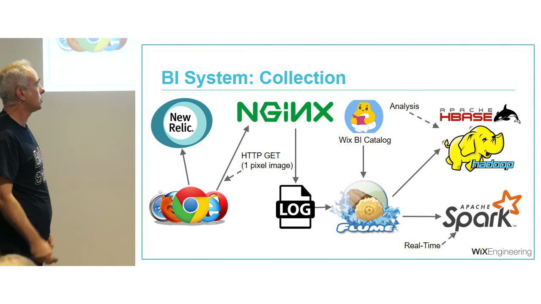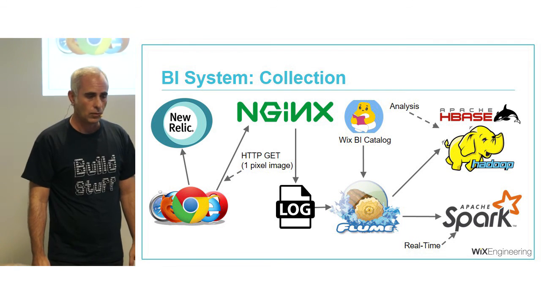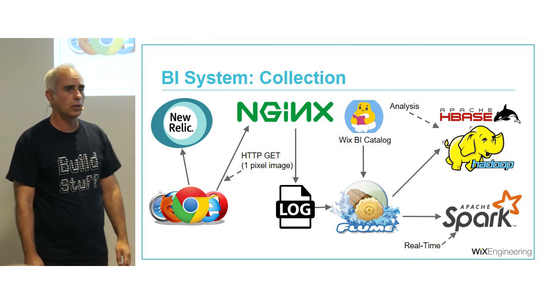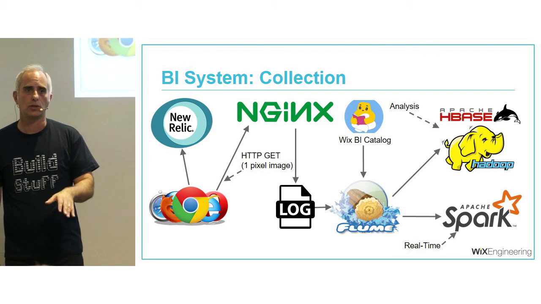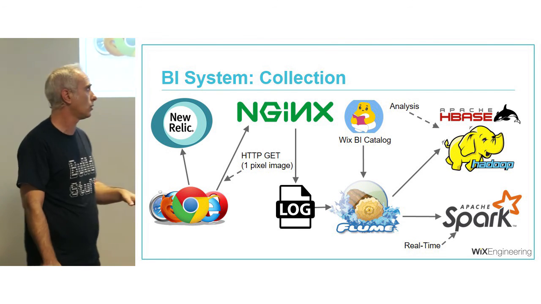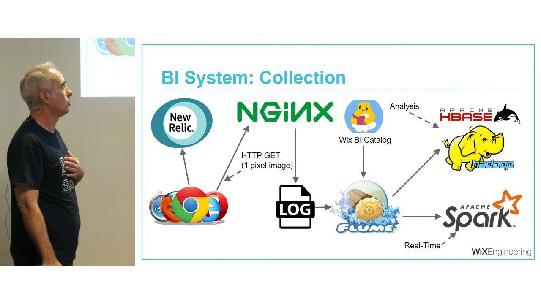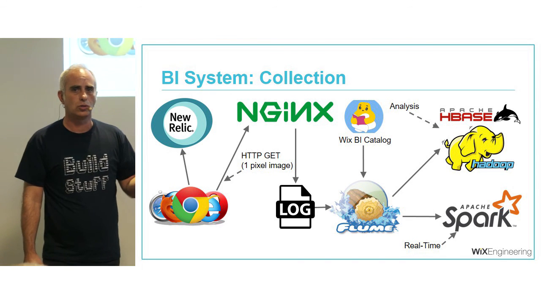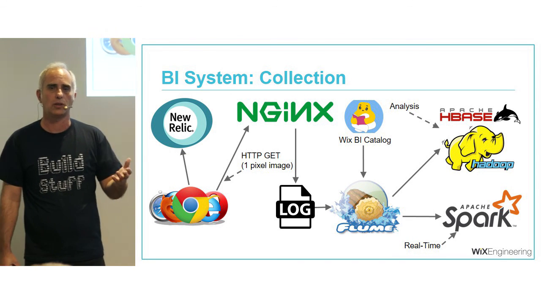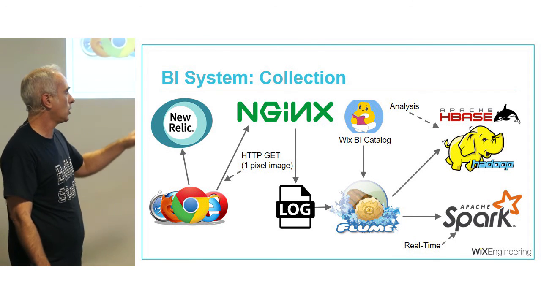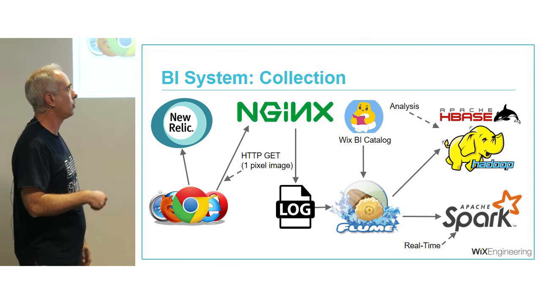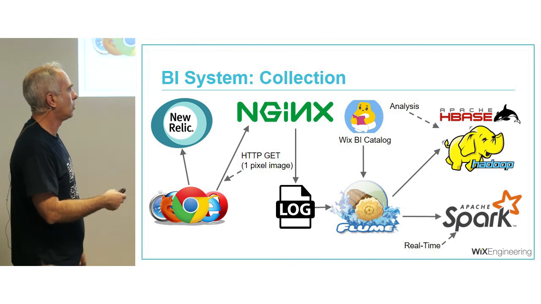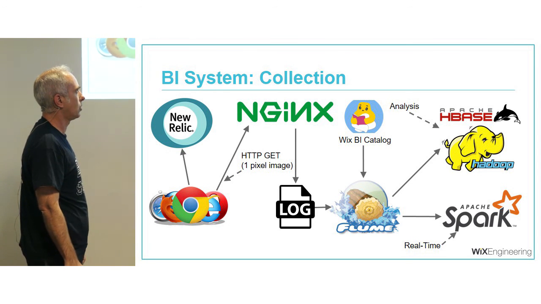That server then writes this information into a log, and that log is read by an open source tool called Apache Flume, which basically is a tool for reading logs, parsing them, validating their values, and so forth. We have our own tool, let's call it the Wix BI catalog, which developers use to define custom events, including parameters, and then Flume reads the information from there, it's essentially a simple database, and uses it to parse and validate the information that it reads from the log.